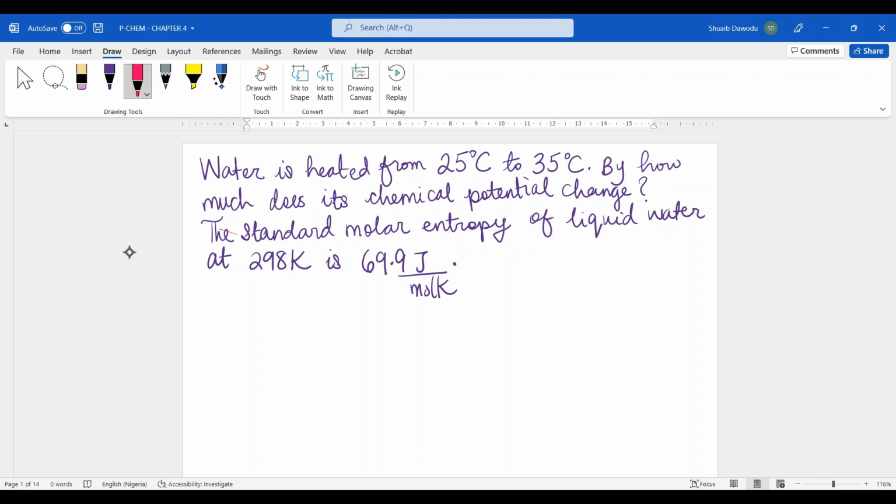So today we're going to be working on the question on the screen that says water is heated from 25 degrees Celsius to 35 degrees Celsius. By how much does its chemical potential change? The standard molar entropy of liquid water at 298 Kelvin is 69.9 joule per mole Kelvin.